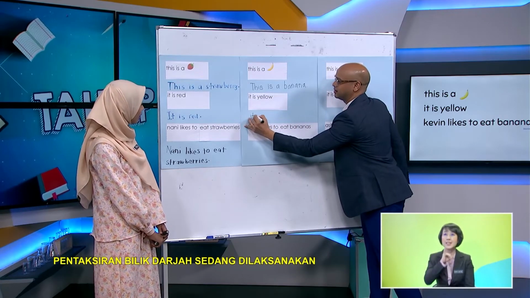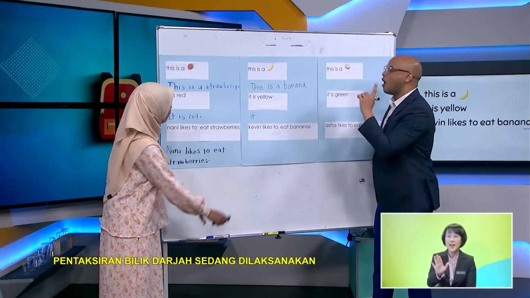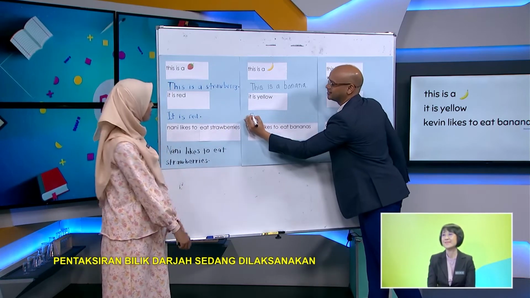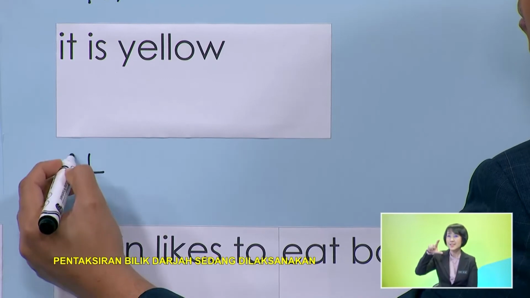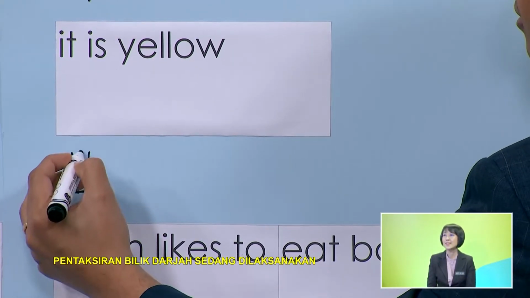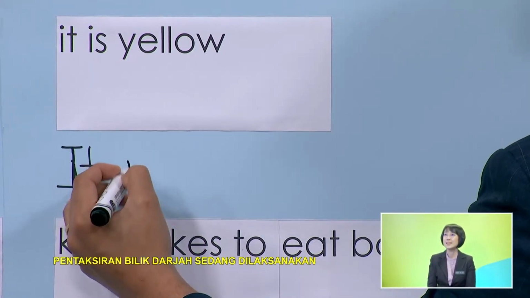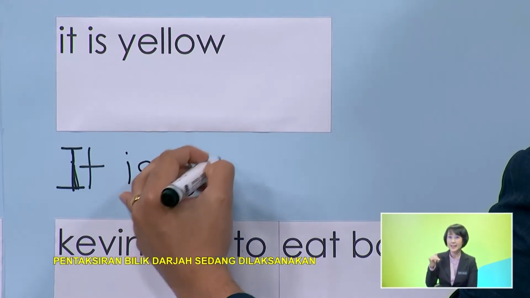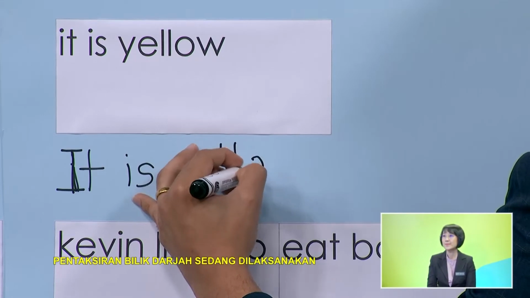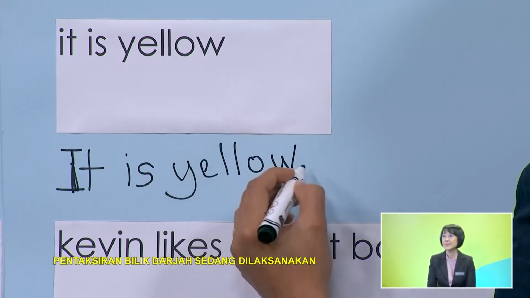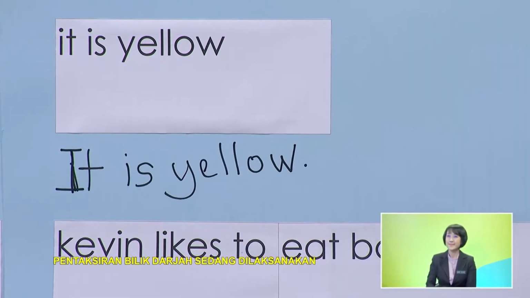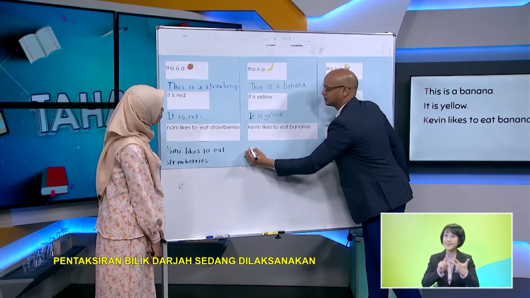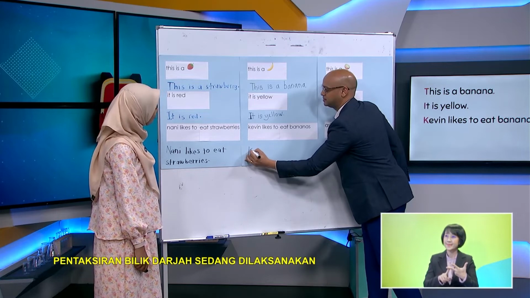It. The first letter of the sentence should be capital. Okay. So here, it is yellow. Y-E-L-L-O-W, full stop. Okay, so that's the second one. Let me go to the third one. I shall not repeat my mistake.